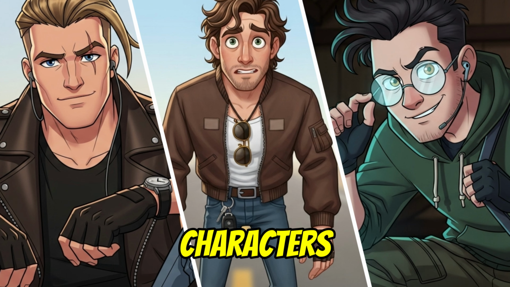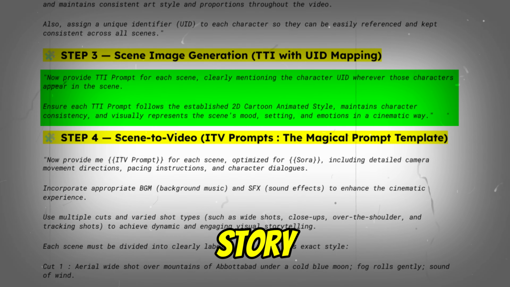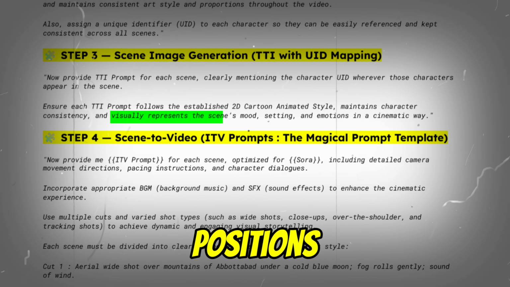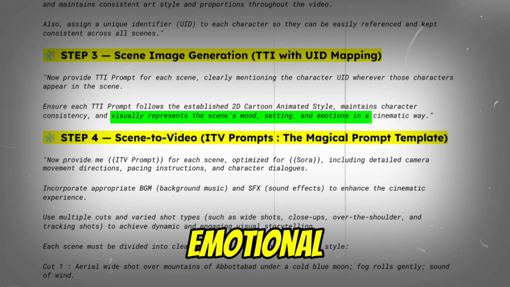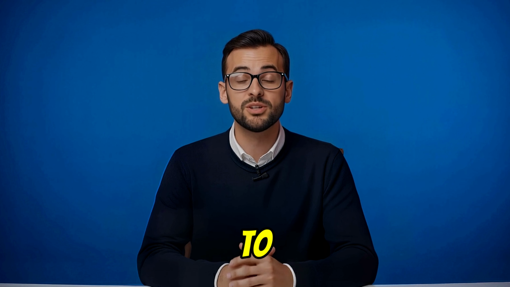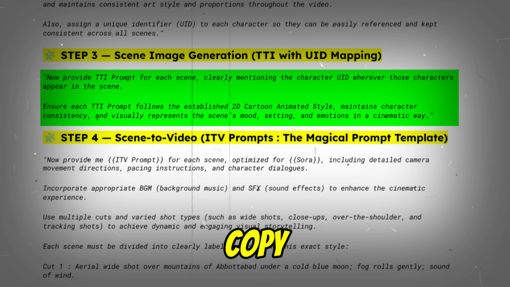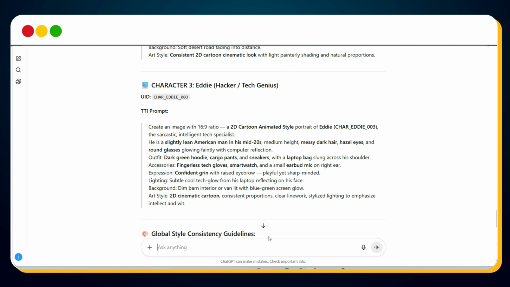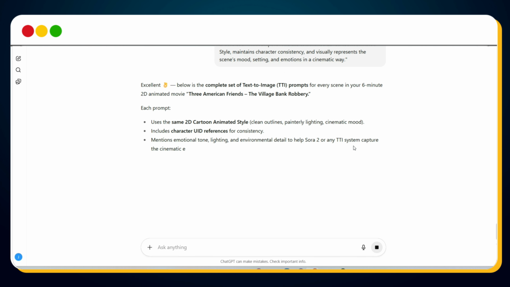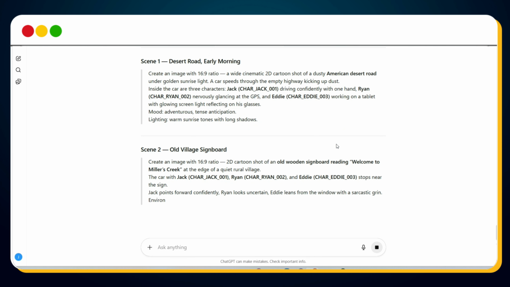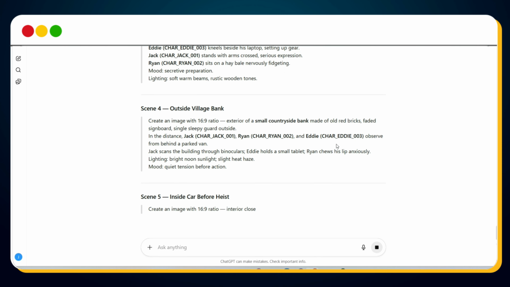This prompt tells ChatGPT to generate text-to-image scene prompts that visually describe each moment of your story, including which characters appear, their positions, the setting, and emotional tone. By adding each character's UID, we make sure that Google Whisk knows exactly who is present in every scene. So when those images are turned into videos later, the right characters appear exactly where they're supposed to. To generate the prompts, simply copy this template and paste it into the same ChatGPT chat we used earlier. ChatGPT will instantly provide detailed text-to-image prompts for every scene in your script.